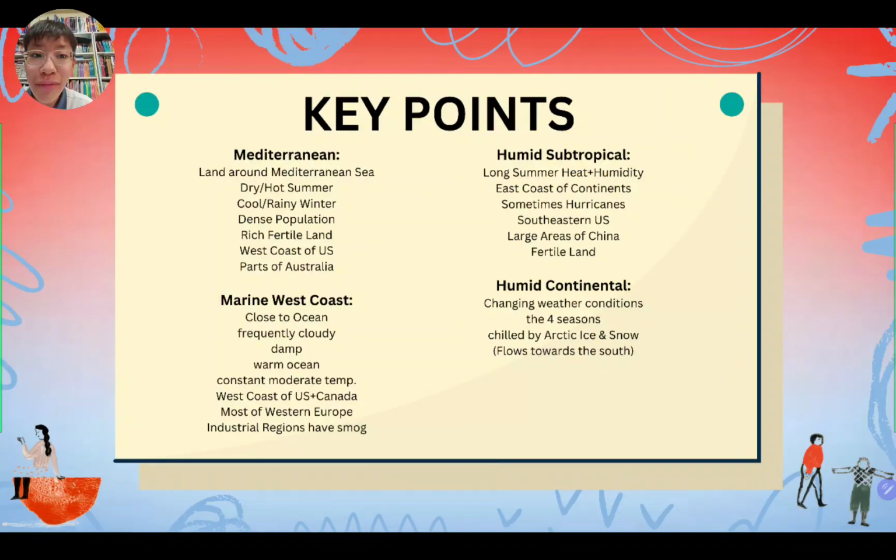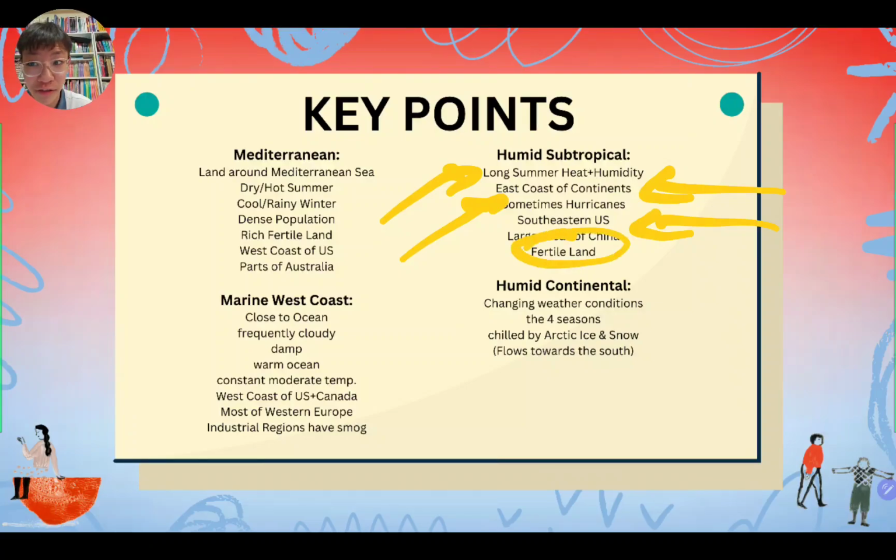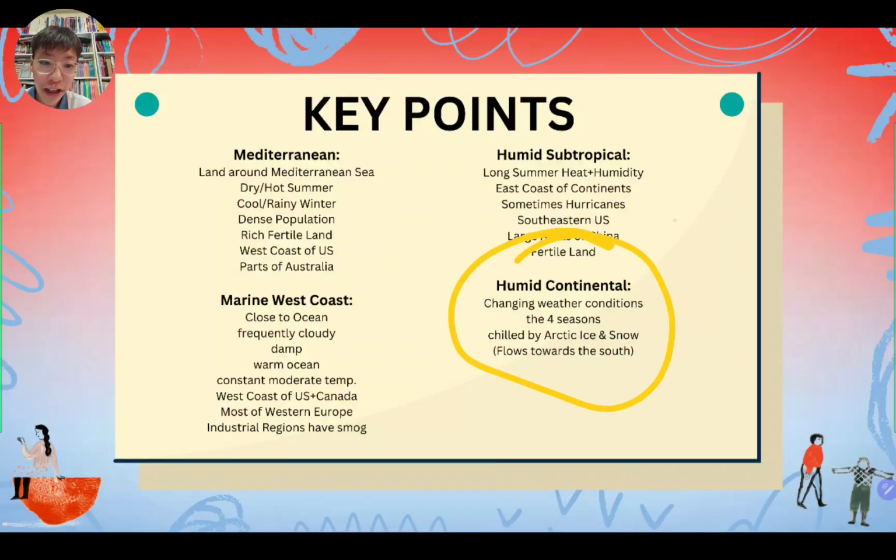The humid subtropical climate has long summer heat as well as abundant humidity, and it's on the east coast of continents. It sometimes has hurricanes. It's in the southeastern part of the US, large areas of China, and it has very fertile land, which is useful for growing crops. Finally, we have the humid continental climate, which has changing weather conditions and the 4 seasons, mainly because it's chilled by Arctic ice and snow, which flows towards the south.